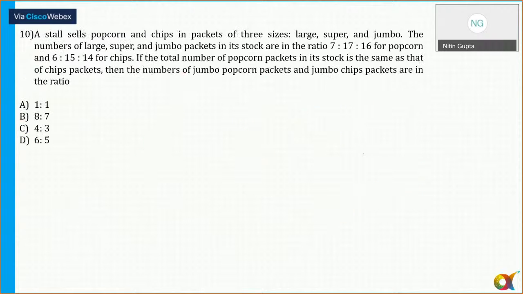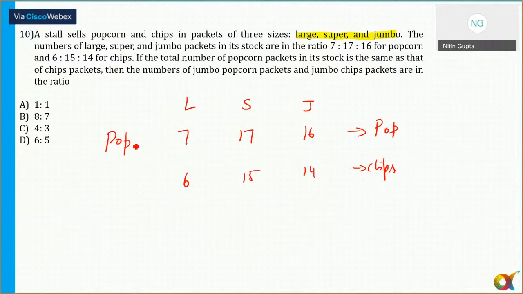All right. Now, coming to question number 10. Again, a very easy question based on ratio, proportion, and variation. A stall sells popcorn and chips in packets of three sizes: large, super, and jumbo. The numbers of large, super, and jumbo packets in the stock are 7:17:16 for popcorn, and 6:15:14 for chips. So this is the popcorn and this is the chips.